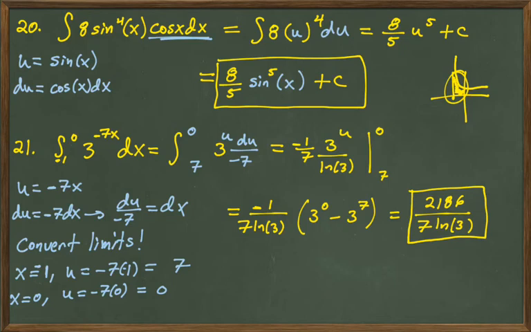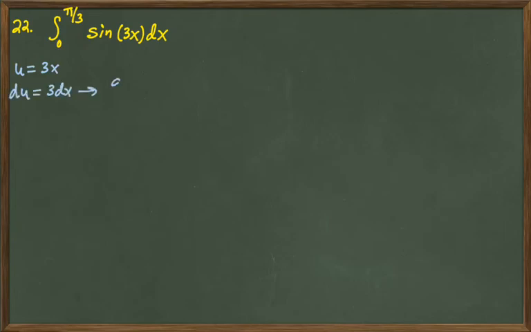Okay, so moving on, we're going to do another one with the u substitution and also converting the limits. So this time I'm going to do the integral from 0 to pi over 3 of the sine of 3x dx. Okay. We'll let u be 3x, du will be 3 dx. Solving for dx, that's du over 3 is dx.